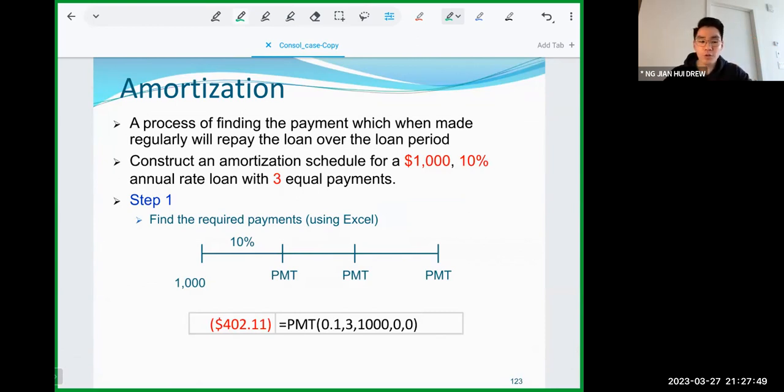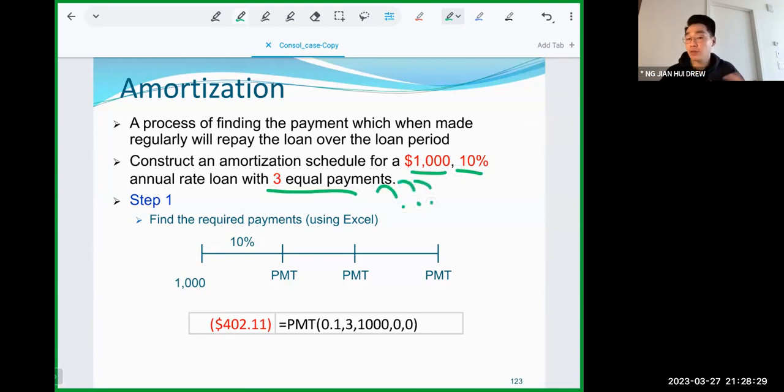every year. So the question is, how do you construct this so-called amortization table to determine the various interest payments for each year? All right, so we are going to construct an amortization table. First of all, how do we construct it? The first step is to determine, okay, you are taking a loan of 1,000, the annual rate is 10%, and there are going to be 3 equal payments, right? So the first step is to calculate what this payment amount is.